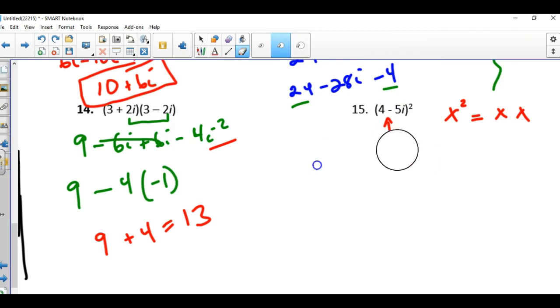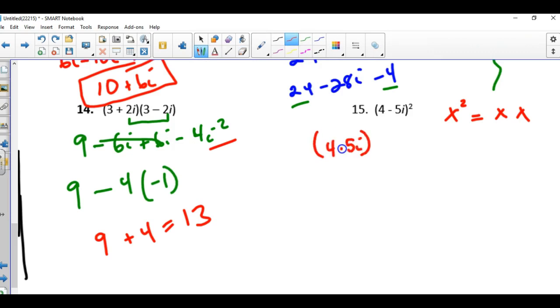That is not correct. That's not the same thing as if I had 4 times 5i squared. Well, that's different. Here I would do that, but this is a minus, so you can't apply that logic, okay? What you have to do is see how x squared is x times x. You got to write this binomial twice. So you got to go 4 minus 5i times 4 minus 5i. That's what you have to do, write it twice.